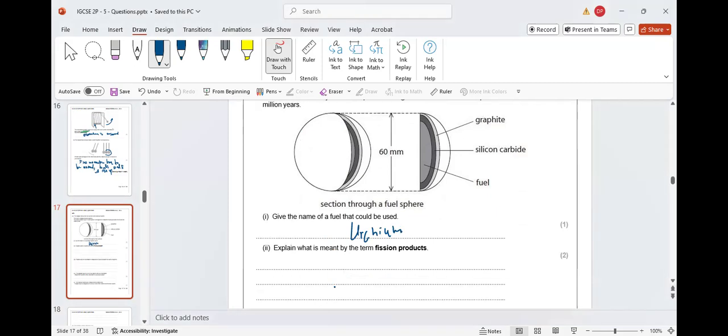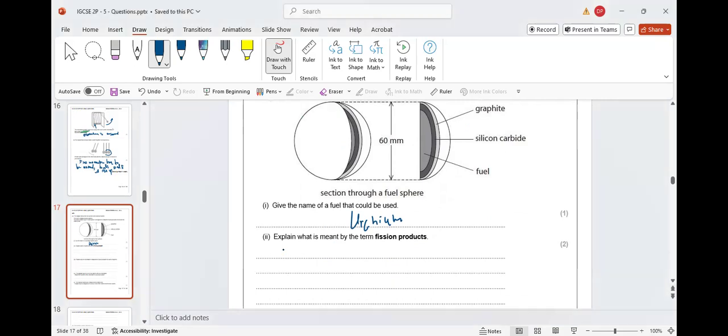Explain what is meant by the fission products. So they are the products or the particles which are formed after fission, right? So they are particles which are produced after fission.